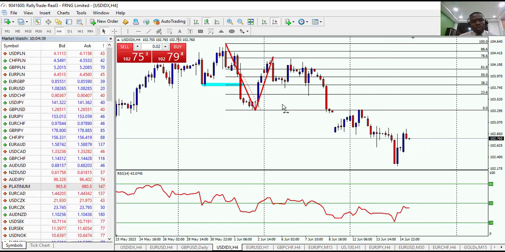So if it's going down, guys, you want to be selling the dollar to make money. You want to be selling the dollar. So quickly on Euro USD.